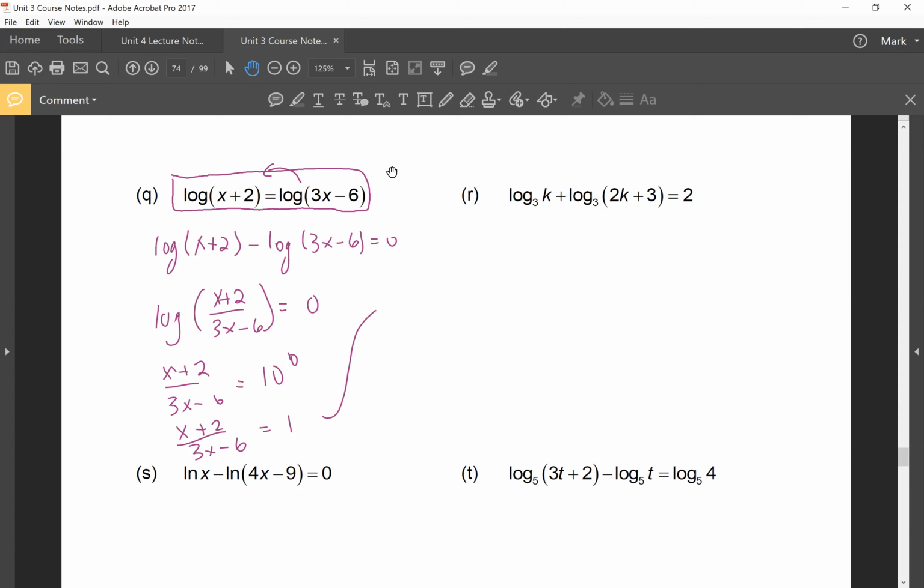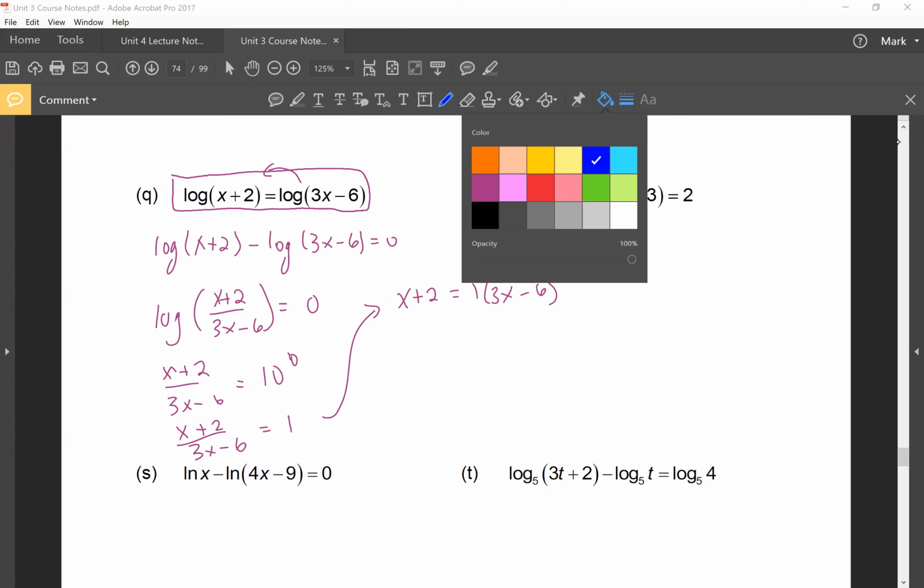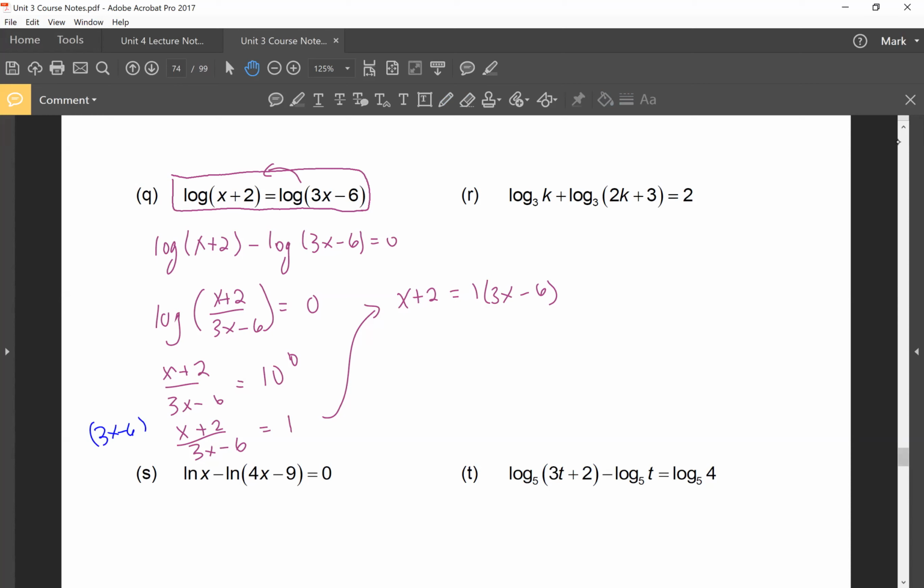I'll explain that in a second, because what I'm going to do now is multiply both sides by the LCD. The LCD is 3x - 6. So I get x + 2 equals 1 times (3x - 6). I think I might have just said the LCD is 3x + 6. It's 3x - 6. So I multiply both sides by my LCD, and then I end up with this equation.